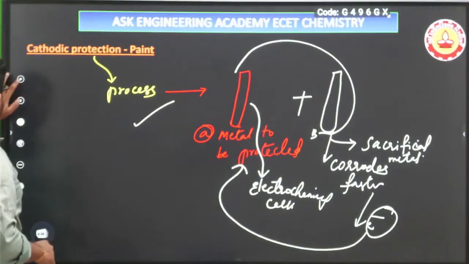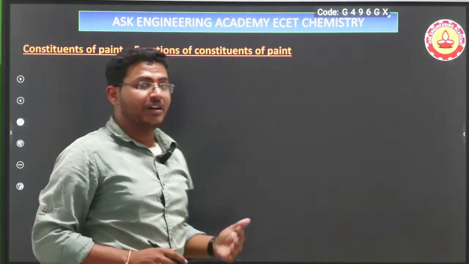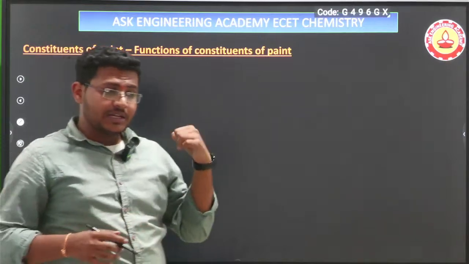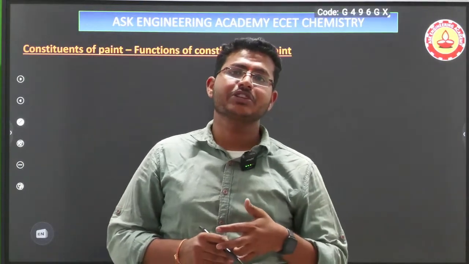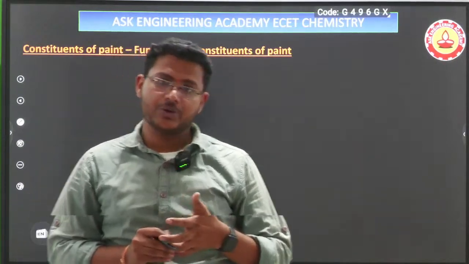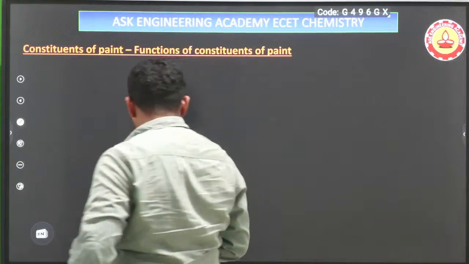Now, constituents of paint and functions of constituents of paint. Now we are moving on to paints. In the last slide, I already explained the different types of things which generally minimize corrosion. Among that, I was left with paint. What is paint? Paints fall under the category of coatings.